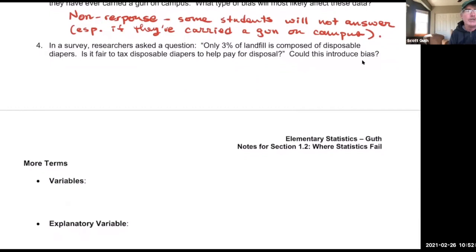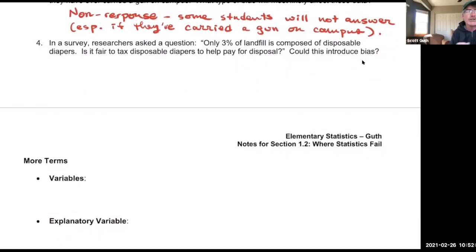Okay, on question 4, it says in a survey, researchers asked the question as follows: only 3% of landfill is composed of disposable diapers. Is it fair to tax disposable diapers to help pay for the disposal? Could the way that was asked introduce bias? Yes. Why?